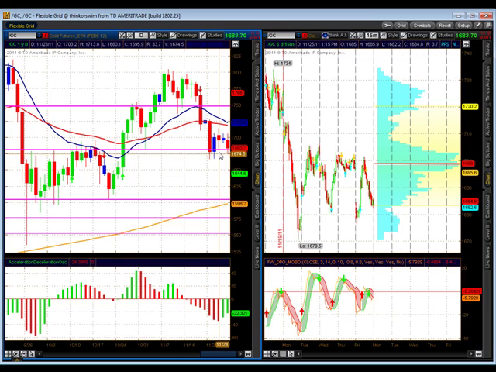If we close below 1680, now we start to get back into this range, which could bring us all the way back down to 1600.